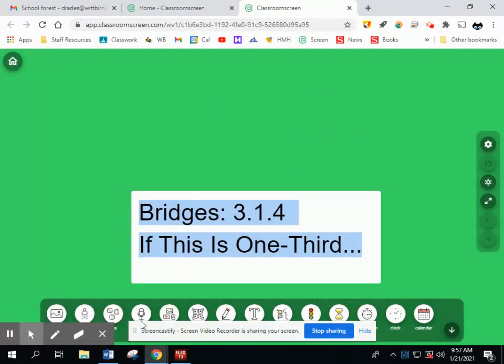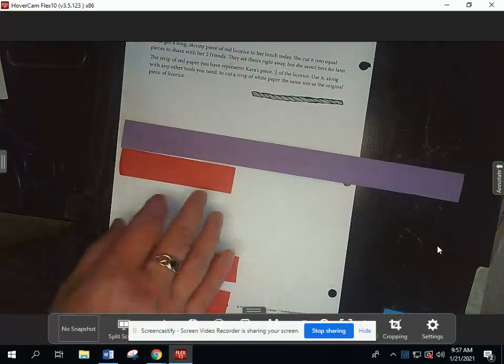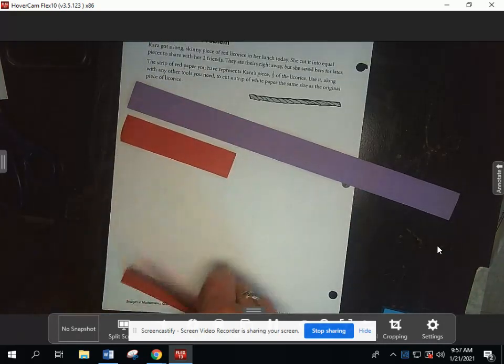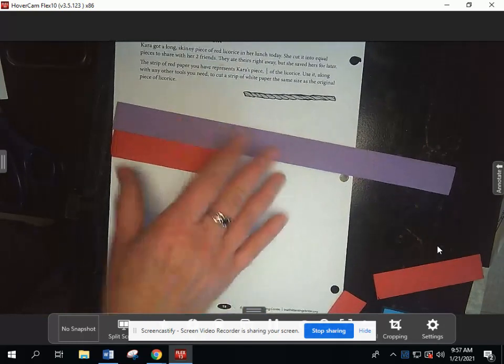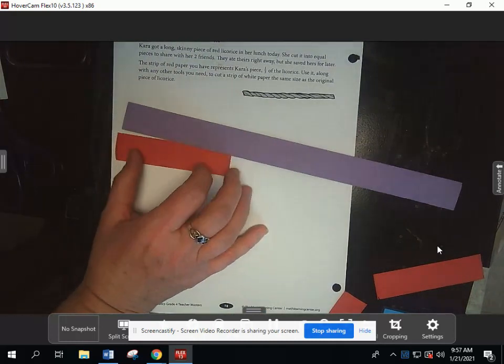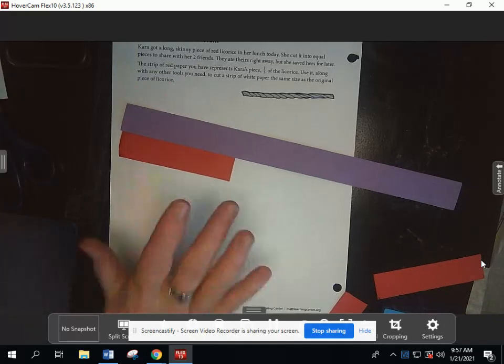Okay, we are back. We have our pieces cut. And just to give you an idea, this is the piece that Kara still has. This is what her friends have eaten. So if you notice, we can see the comparison of them. I've got to put my glasses on to read this. Okay, so we have everything taken care of.